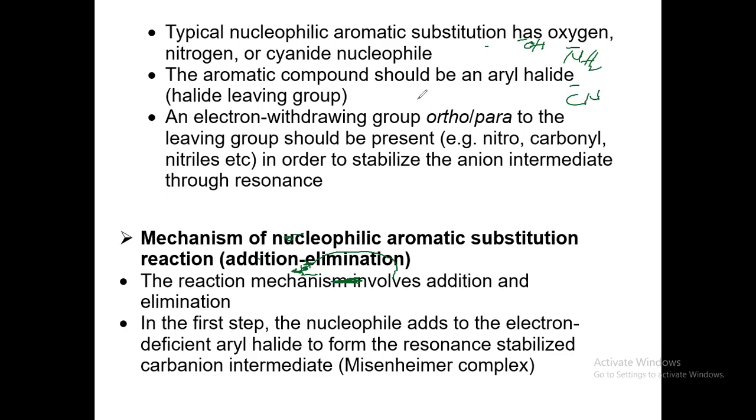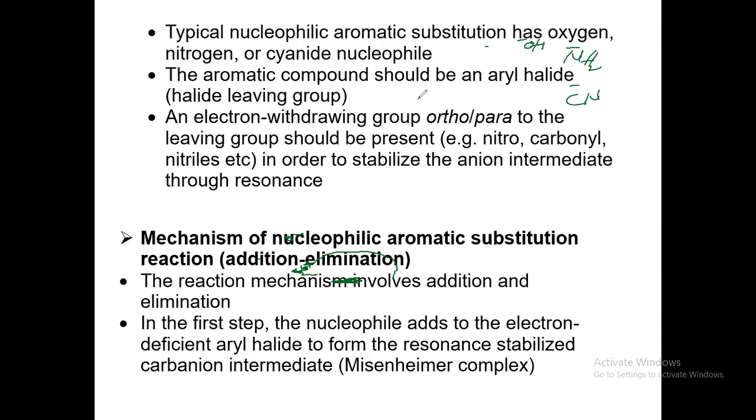The next one is that they are saying the aromatic compound should be an aryl halide, that it should have a halogen. The halogen here is a very good leaving group. So after the intermediate has been formed, it can leave, right? It can leave. So a very good leaving group.